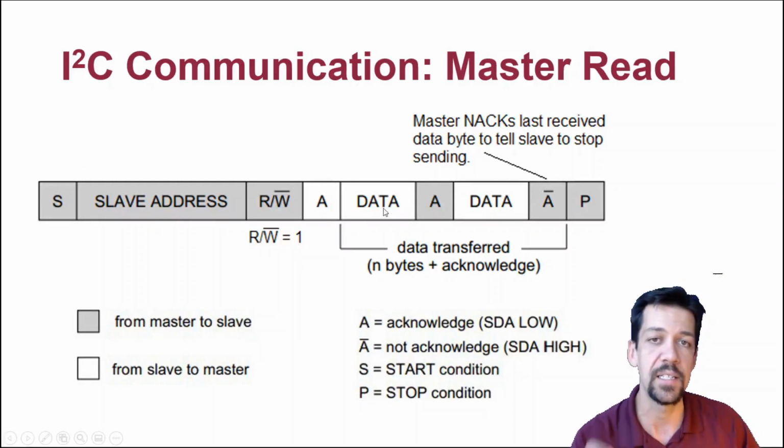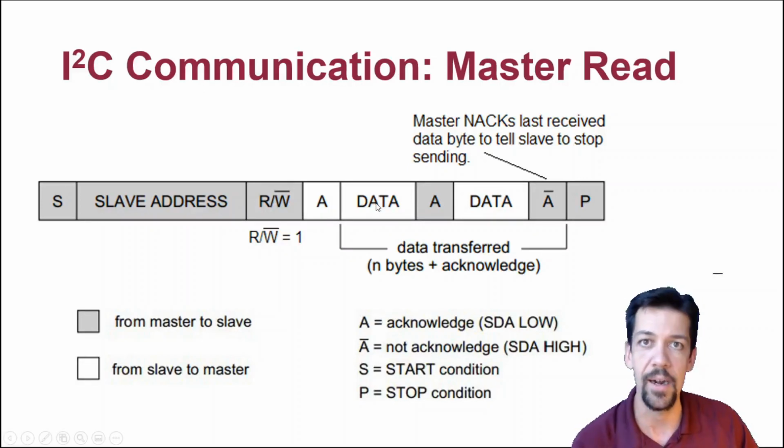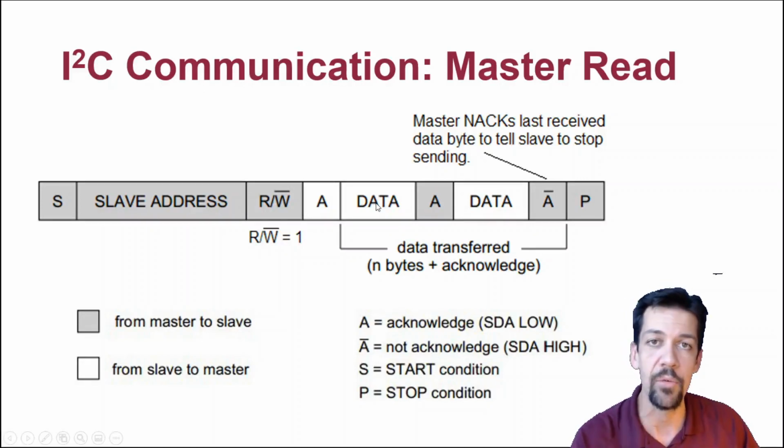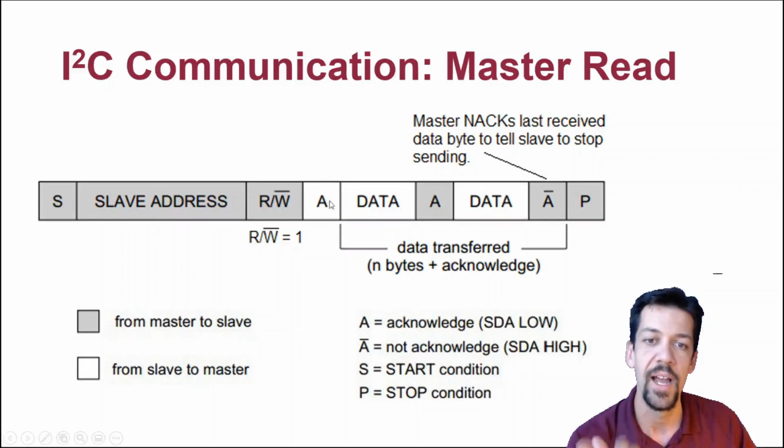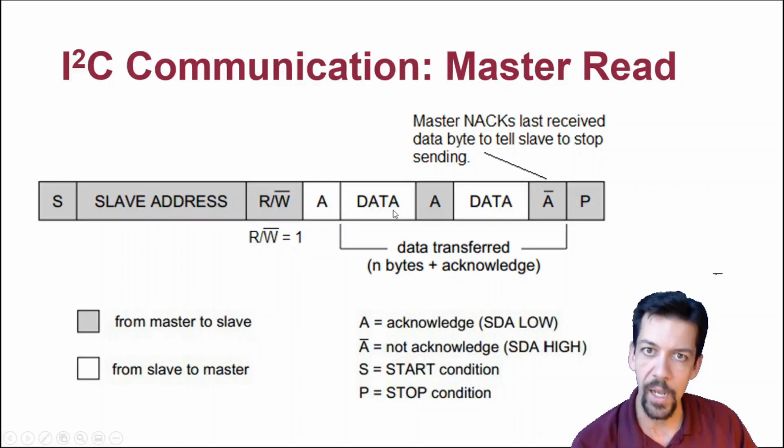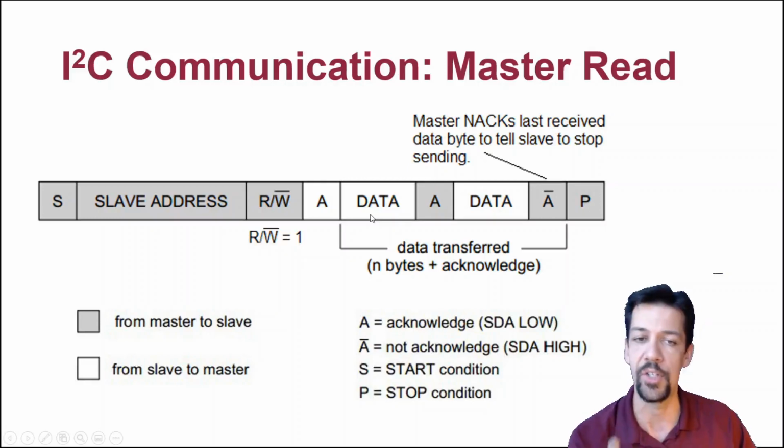The master is still doing the clocking, so it's still initiating the clock. Often what you'll see for the very first byte here is that it's doing a dummy read. So you're going to be reading from some register and it'll be generating a clock, and we throw away that first byte because it's not in the register until after those clocks are generated. So the slave will be sending data to the master.